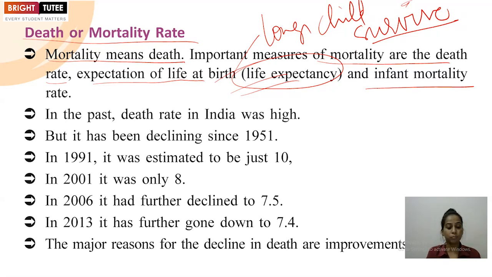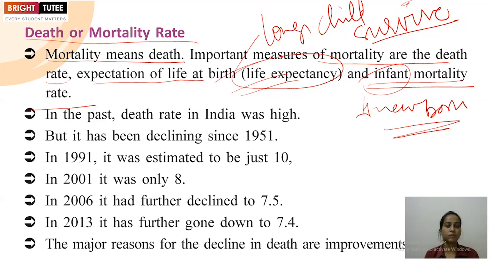And infant mortality rate: the number of children who are dying within 1 year. Infant means newborn. We are going to include the children who are dying before the age of 1 year. In the initial stage of their birth, if they are dying, that will be taken as infant mortality rate.